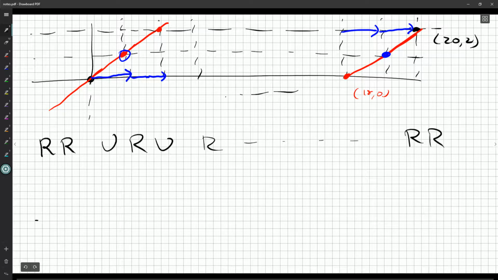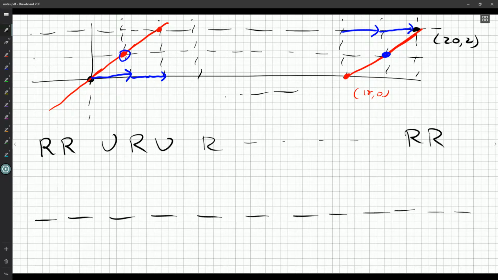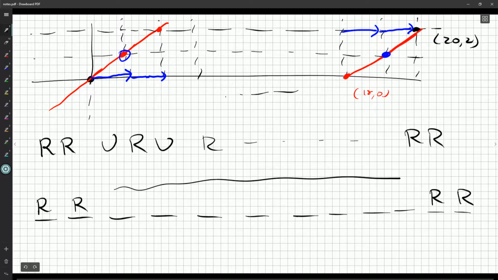Okay? So any path using only rights and ups from 0, 0 to 22 consists of 20 R's and 2 U's. They are saying with their conditions that we have to start RR. This leaves 18 spaces left, 18 more instructions to give. And they have to be, 2 of them have to be U's and the other 16 have to be R's. Well, this isn't hard to work with.